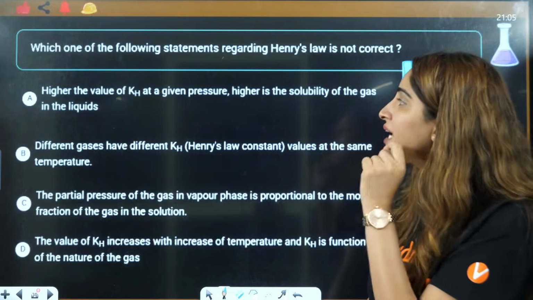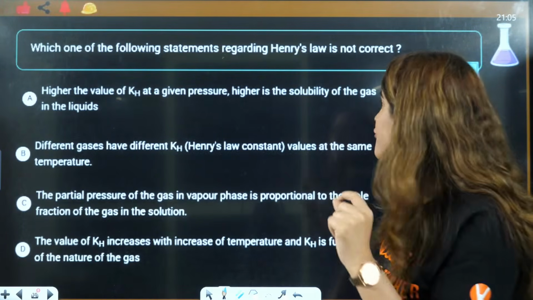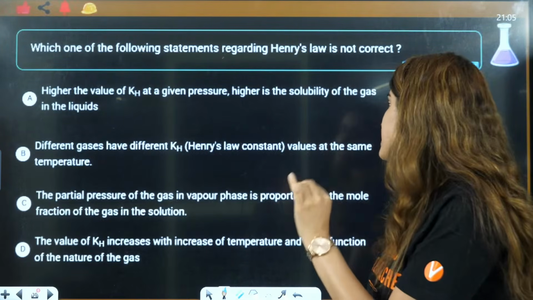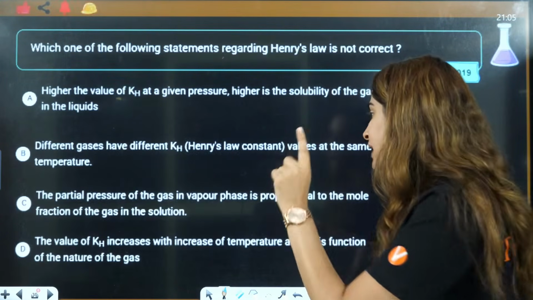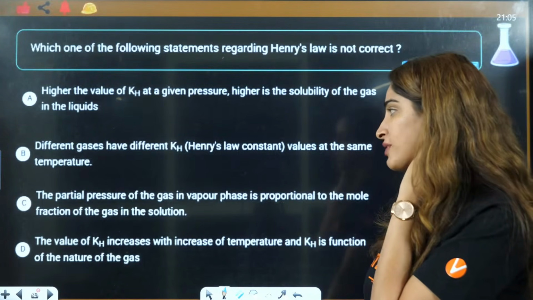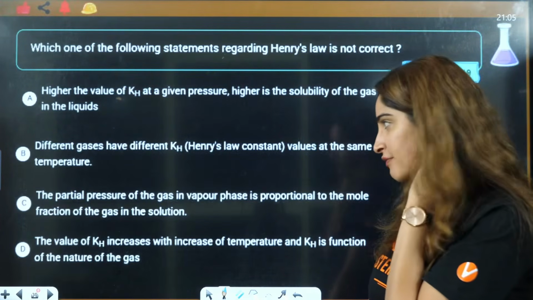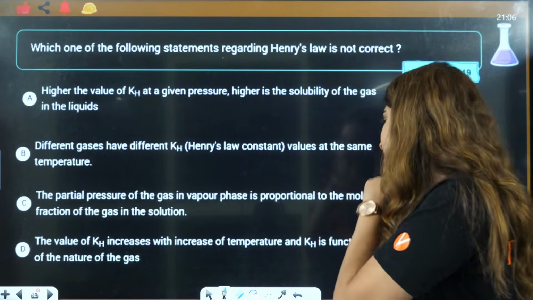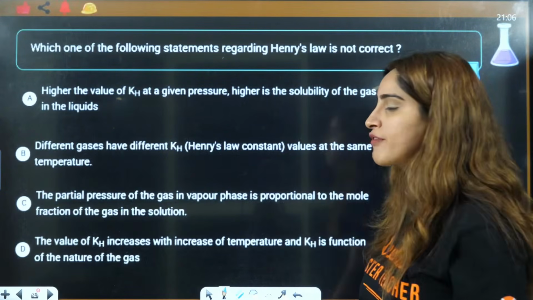First, higher the value of KH at a given temperature, higher is the solubility of gases in the liquids. Different gases have different KH values at the same temperature. The partial pressure of the gas in the vapor phase is directly proportional to the mole fraction of the gas in the solution. The value of KH increases with increase in temperature, and KH is a function of the nature of the gas.